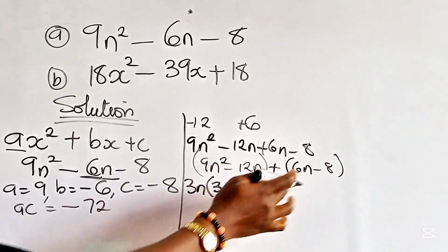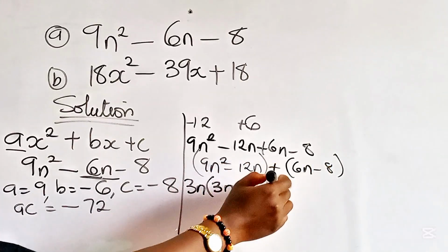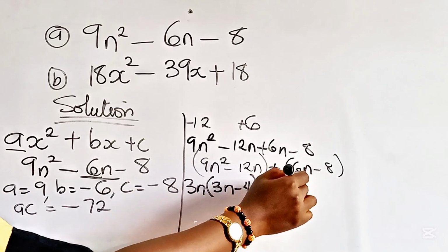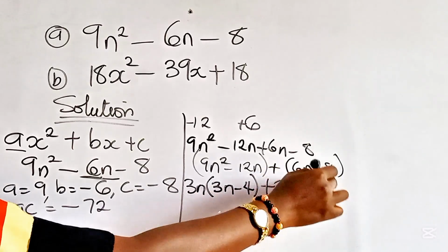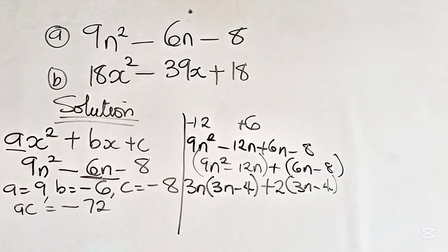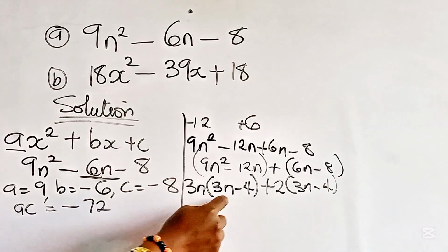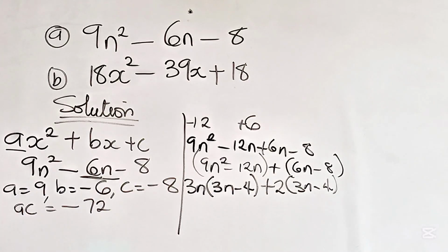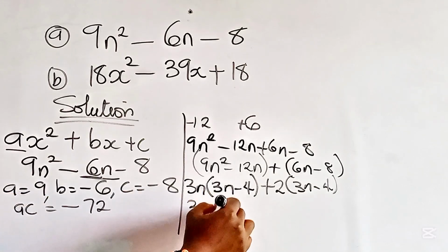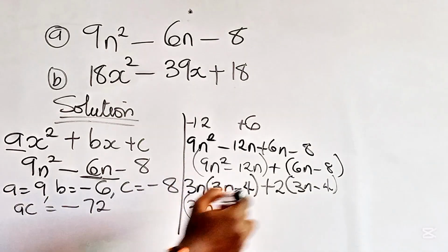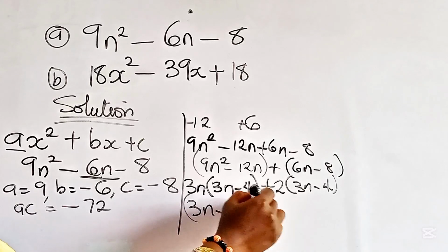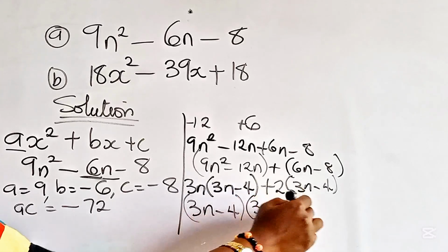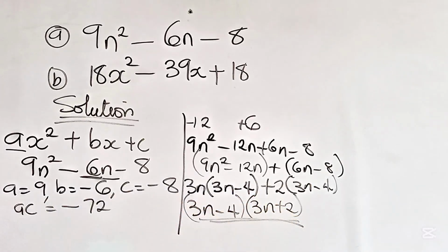Then plus, here, the highest common factor is 2. We factor it out. We have 3n minus 4. So we are going to then factor out the common binomial between this expression. So this is going to give us 3n minus 4, which is the common binomial, bracket open, 3n plus 2. And this is our answer.